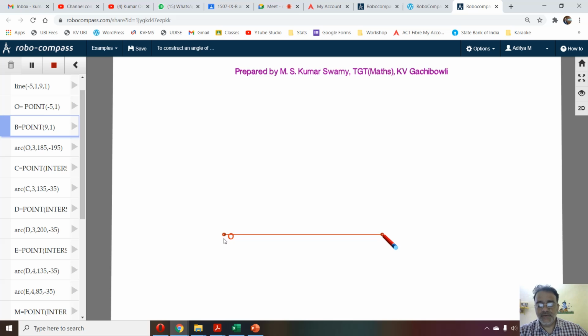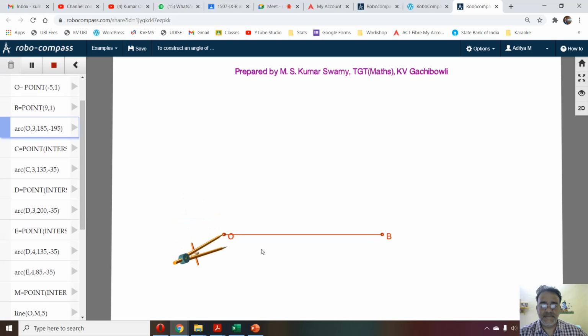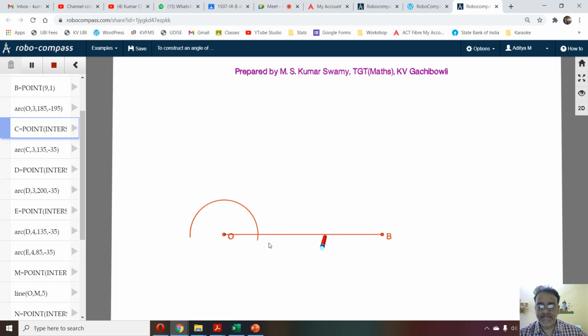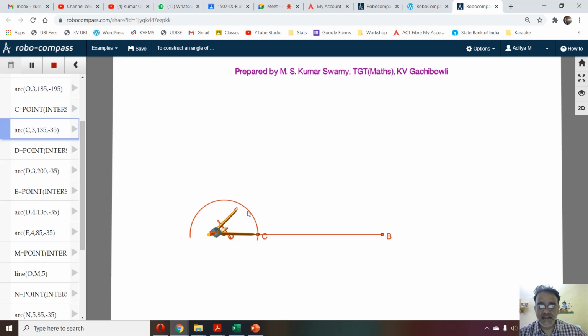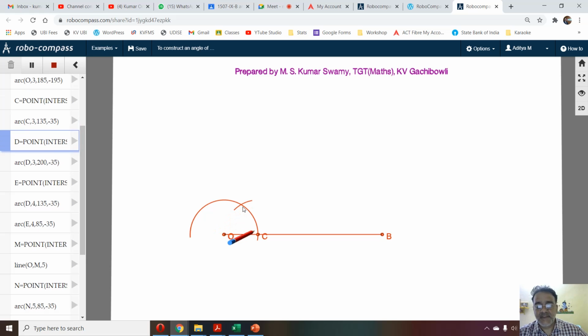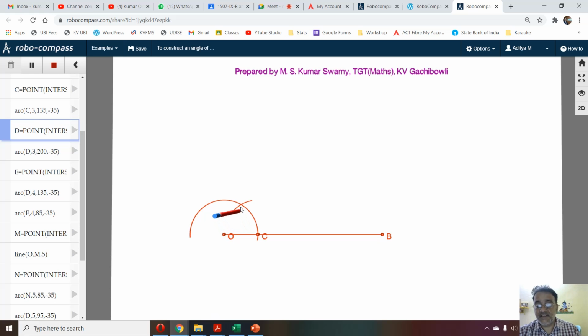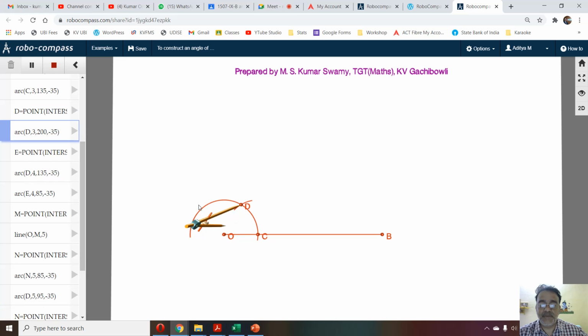With center O we have to draw one semicircular arc which will intersect OB at point C. Again with center C we have to draw another arc of the same radius which will intersect the previous arc at point D. And with center D again we have to draw an arc of the same radius which will intersect the first arc, that is the semicircular arc, at point E.